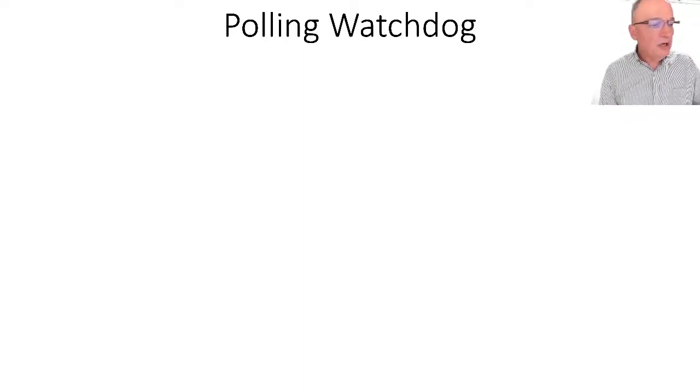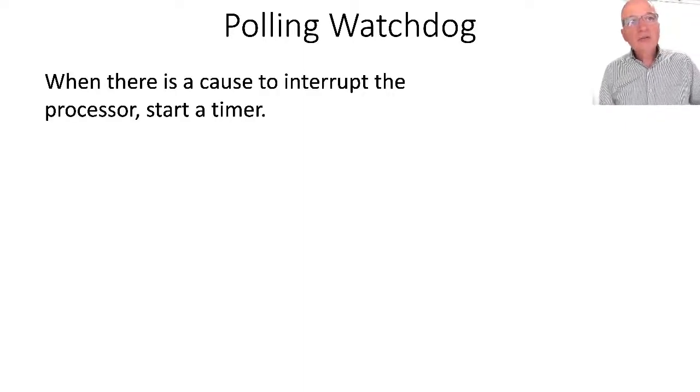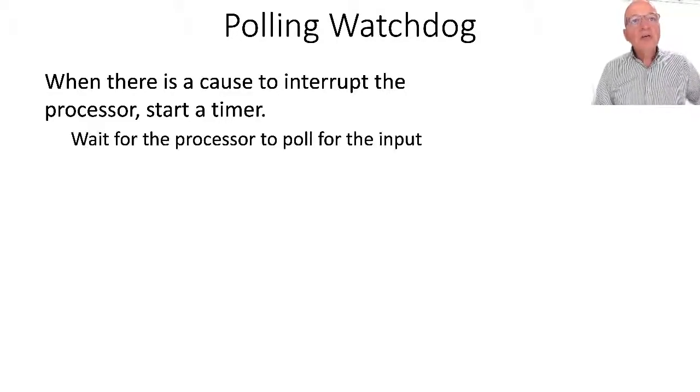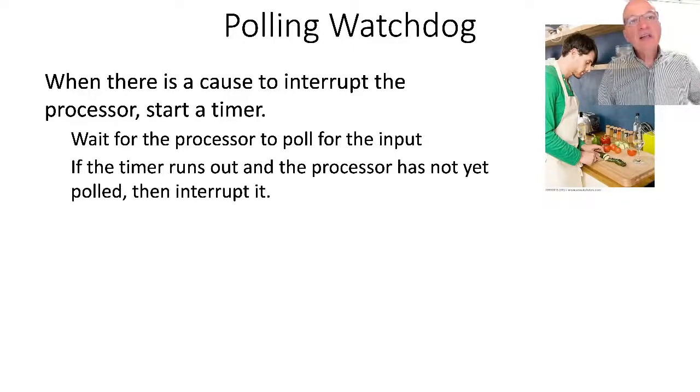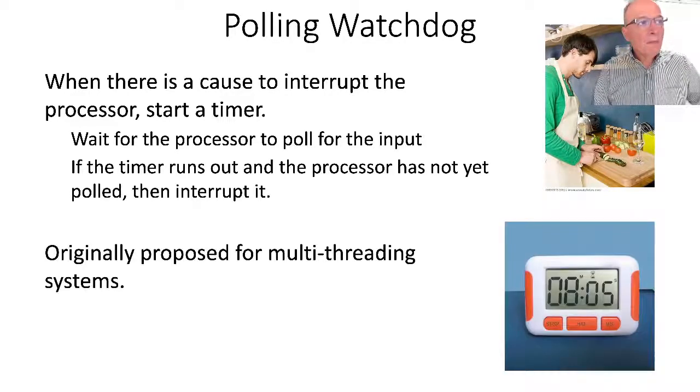In a polling watchdog, when there is a cause to interrupt the processor, instead of interrupting the processor, you start a timer and you wait for the processor to poll for the input. So I can keep working while the timer is running. If the timer runs out and the processor has not yet polled, then the processor will be interrupted. In that case, the alarm will sound. So this was originally proposed for multi-threaded systems.